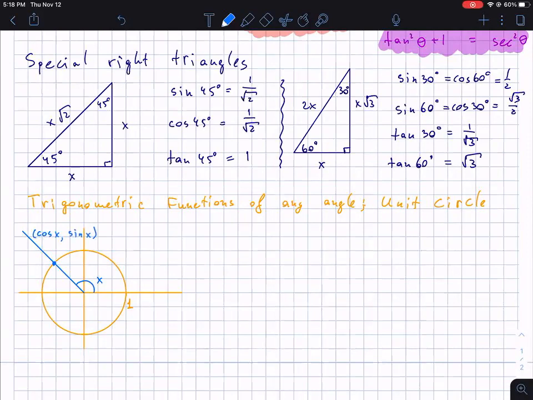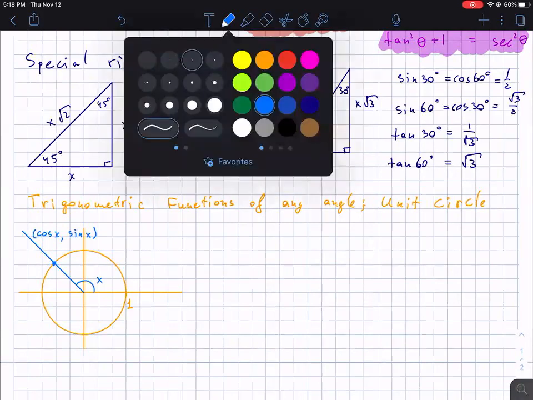Is it okay if I use letter x, or should I use letter alpha, or some other letter? Is this okay? Yeah, that's fine. So why is that? Okay.